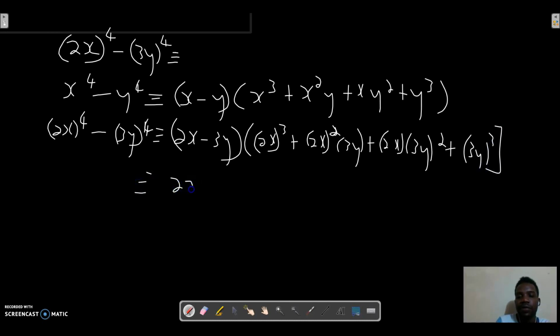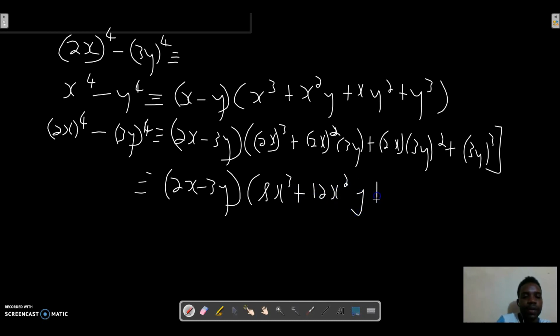Taking this down, you have 2x minus 3y into 2x cubed would give me 8x cubed plus 2x squared, that would give me 4x squared times 3y. 4 times 3 is 12, so you have 12x squared y plus 2x times 3y squared. Now when I square 3y, I'm going to get 9y squared, and I multiply that by 2x. So that is going to give me 18xy squared. And then 3y cubed would give me 27y cubed.